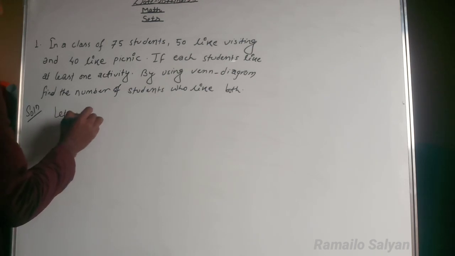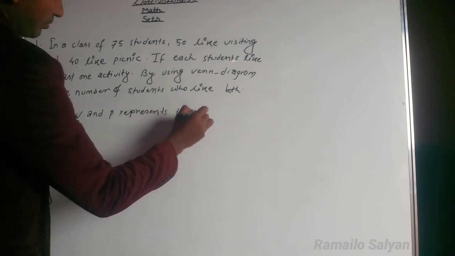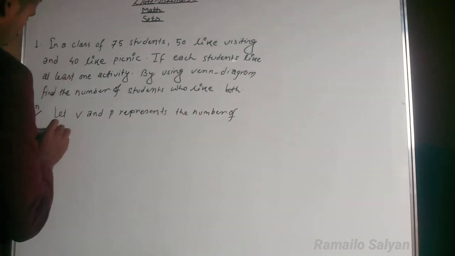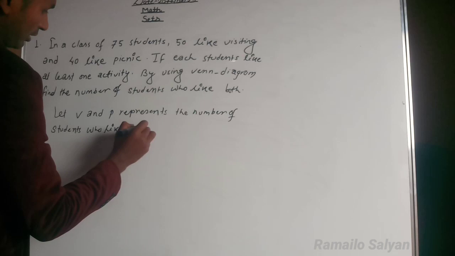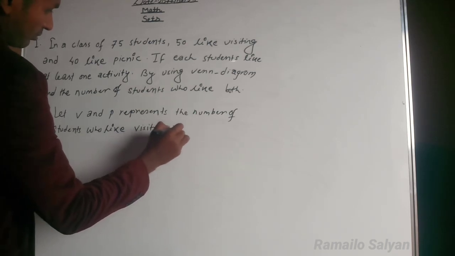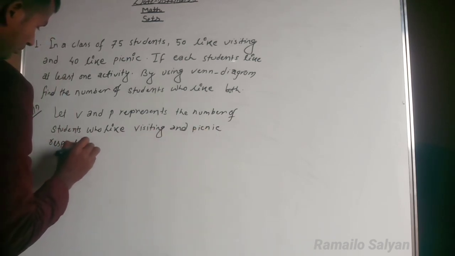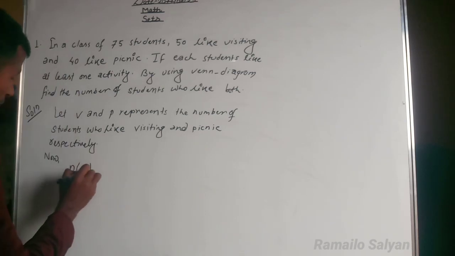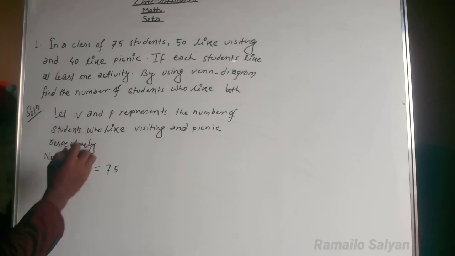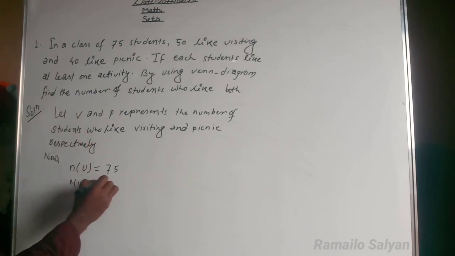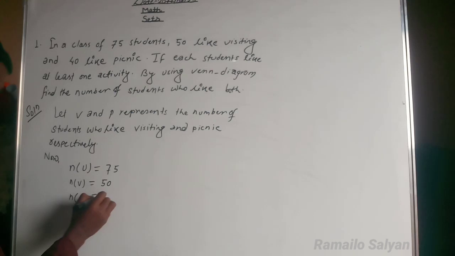Let V and P represent the number of students who like visiting and picnic respectively. Number of U equals 75. 50 students like visiting means number of V is 50. 40 students like picnic means number of P equals 40.